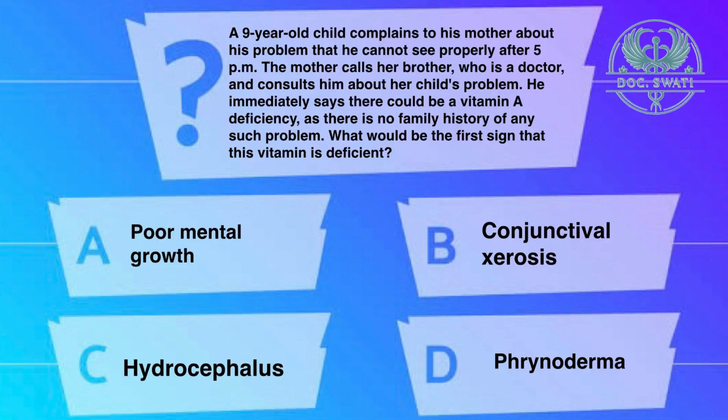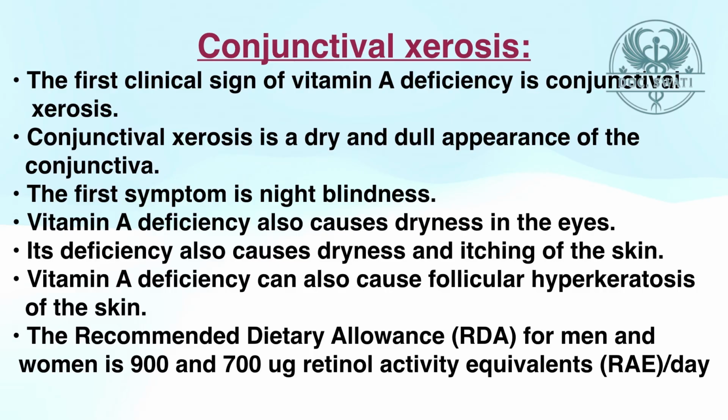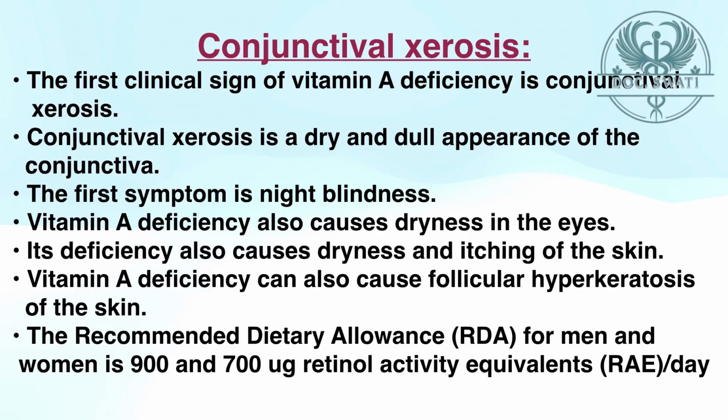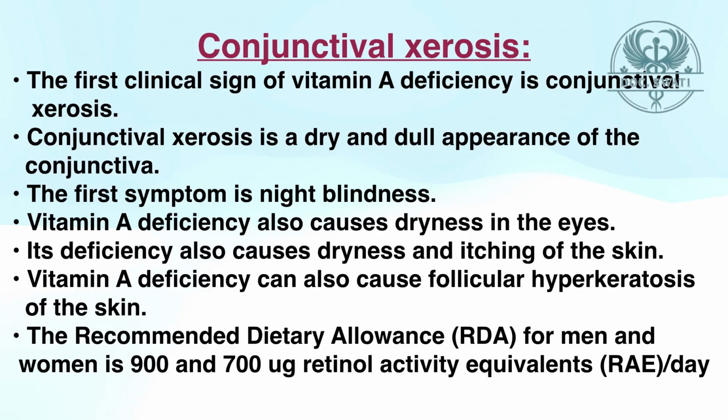Option A, poor mental growth. Option B, conjunctival xerosis. Option C, hydrocephalus. Or option D, phrynoderma. So the correct answer is option B, conjunctival xerosis. So now let's discuss conjunctival xerosis. The first clinical sign of vitamin A deficiency is conjunctival xerosis. Conjunctival xerosis is a dry and dull appearance of the conjunctiva.